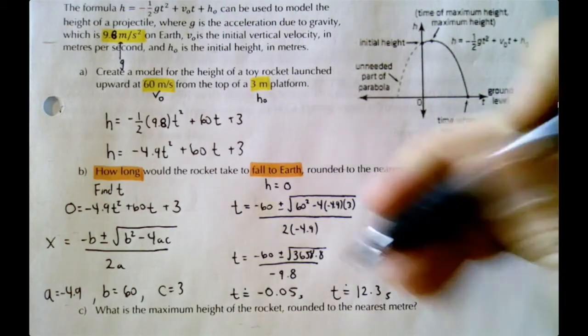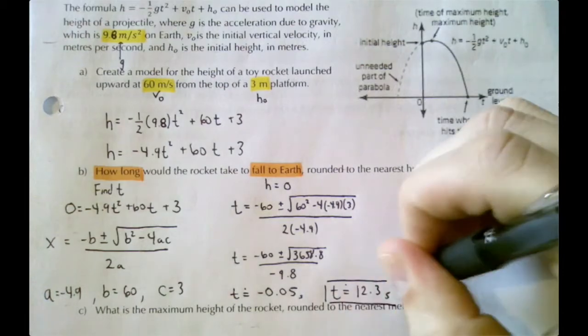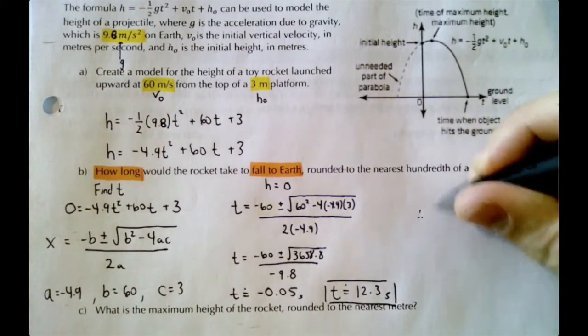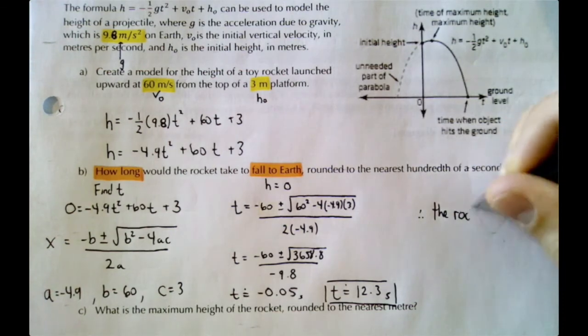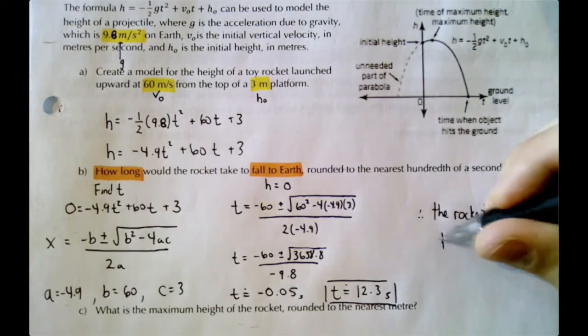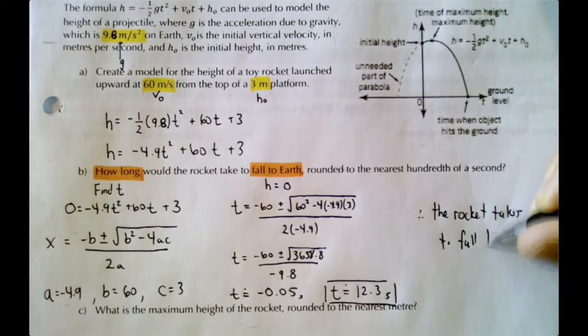So the answer is 12.3 seconds. So we'd say, therefore, the rocket takes 12.3 seconds to fall to Earth.